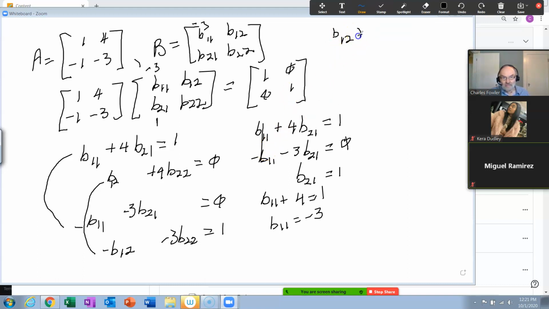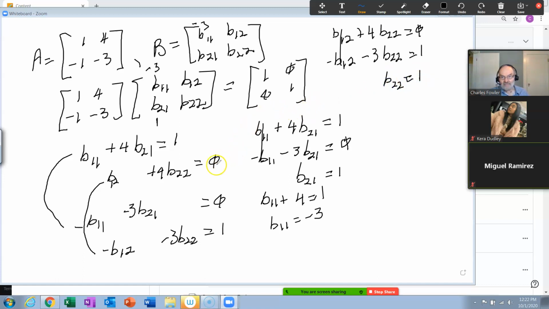B12 plus 4 B22 is equal to 0. That was equation 2 here. And minus B12 minus 3 B22 is equal to 1. When you add these two together, that goes to 0, and this gives you B22 is equal to 1.